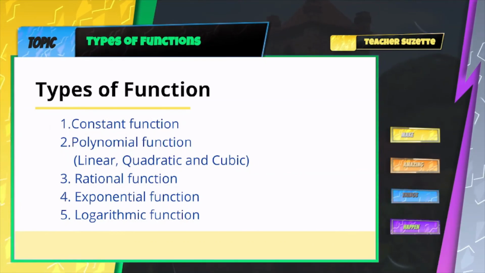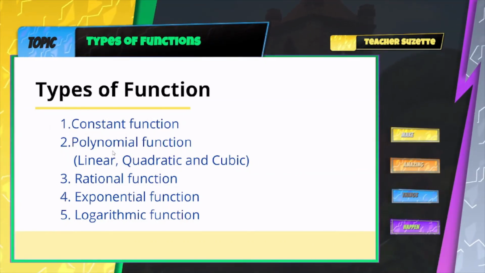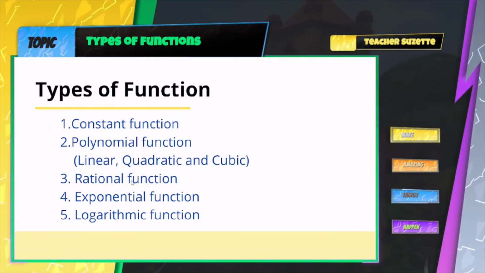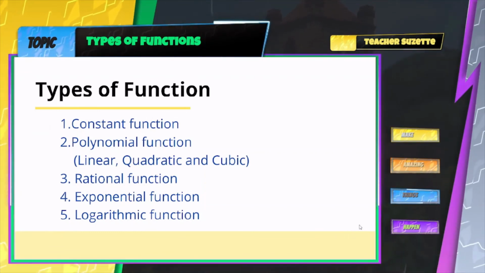I hope that you are now familiar with the different types of functions, because you will encounter these functions again in our discussion under General Mathematics. So, that concludes my video. Thank you.